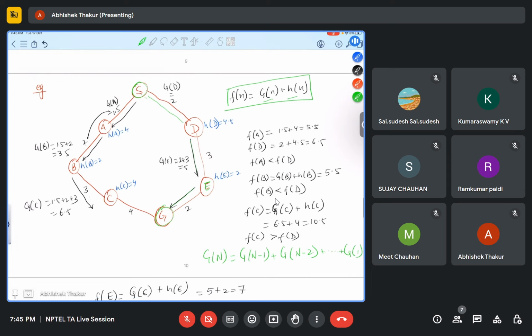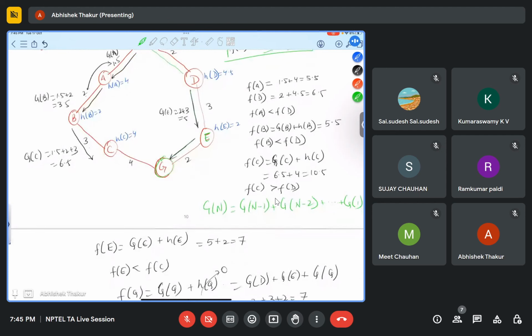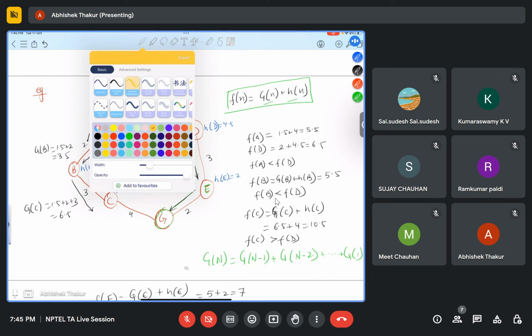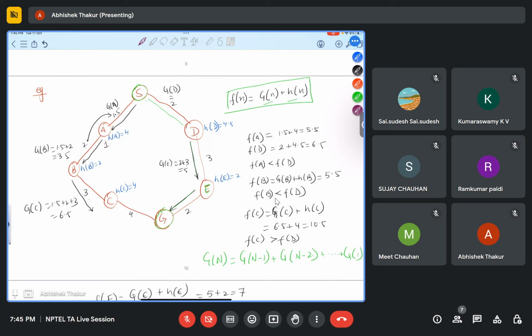So let's suppose this is our first node. I will take another color pen. So this is our first node. We are taking in this direction, second and third. And start is the zeroth node. So G of C, so C is the third node. So G of 3 is equal to G of 2 plus G of 1. So that is equal to 2. Here this is 3 plus 2. And also plus, this will go up to G of 0. Sorry.